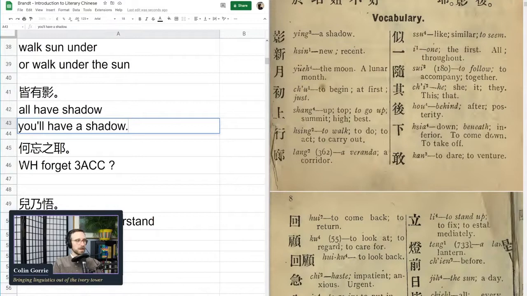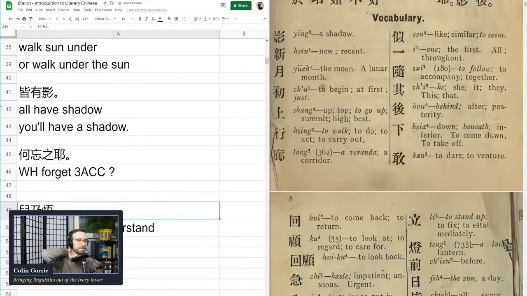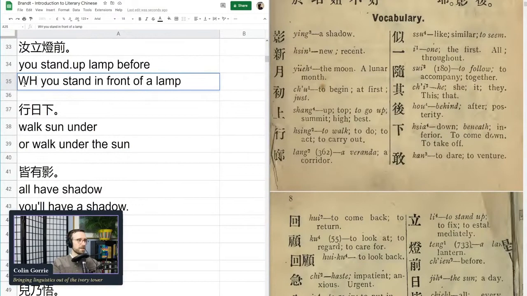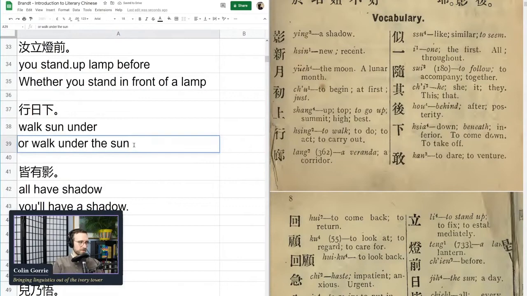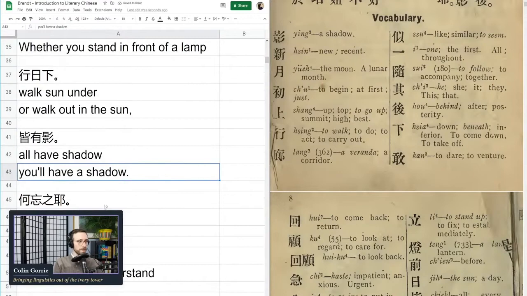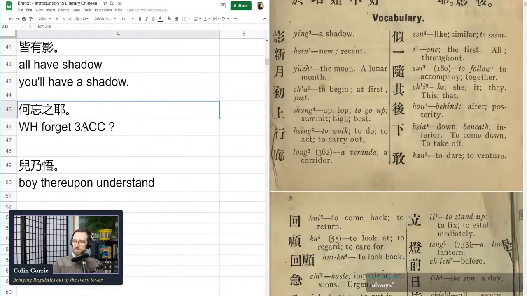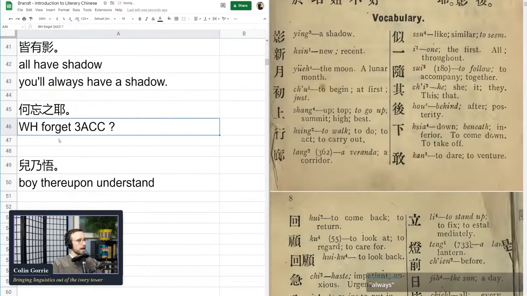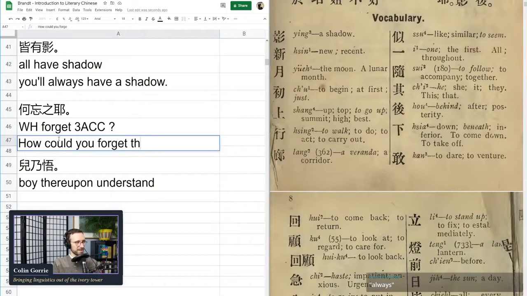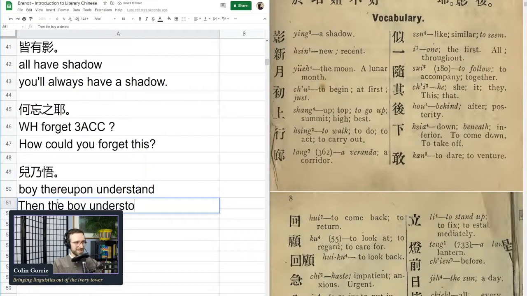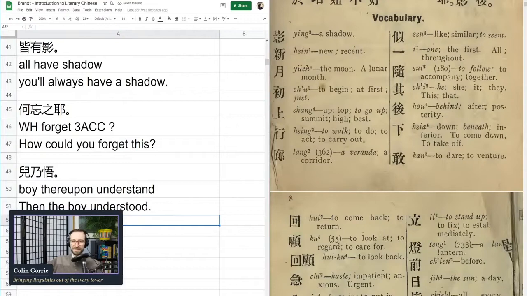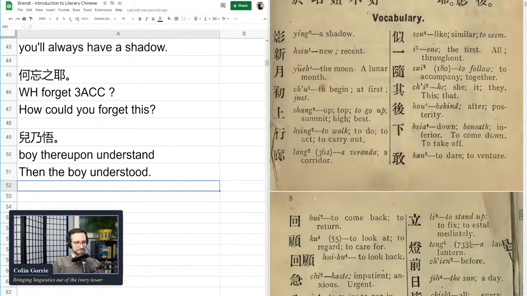I don't know exactly how we should translate this all in this case. I think maybe what I would do is say, whether you stand in front of a lamp or walk under the sun, let's make this a bit freer, walk out in the sun, you'll have a shadow. Always. That's a good translation. Thank you. You'll always have a shadow. How could you forget this? Then the boy understood. Excellent. Thank you, Samuel. Okay. So let's test our translation. So the learning is happening in real time here. It's fantastic. It's absolutely fantastic.